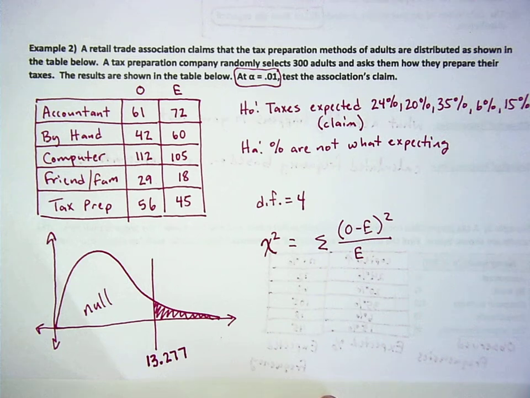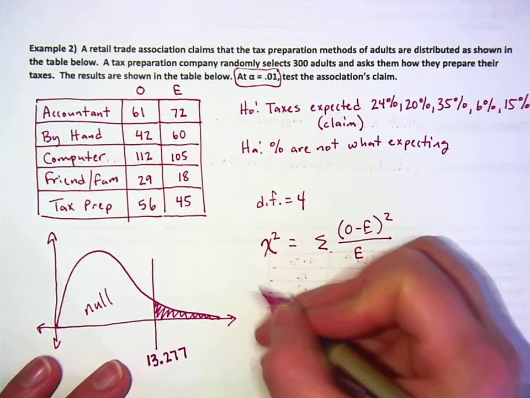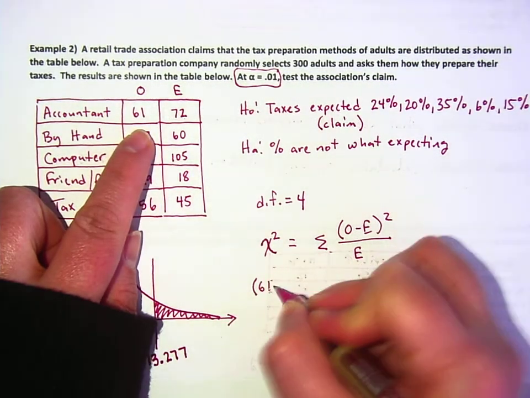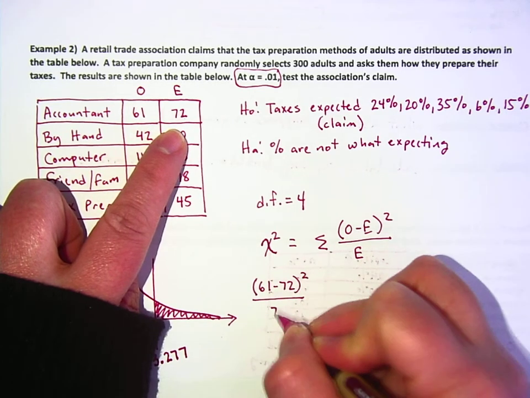So we basically have to do a bunch of them. We're going to do 5 of them in a row. And you can't do them like in a thing like this because they're actually all separate. So we're just going to do them one at a time. So the first one is (61 minus 72) squared divided by 72.